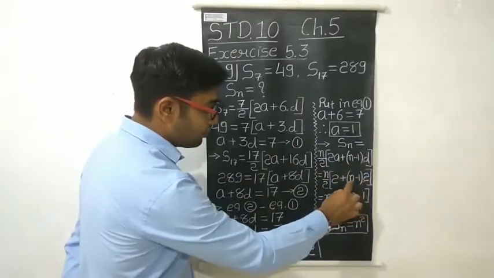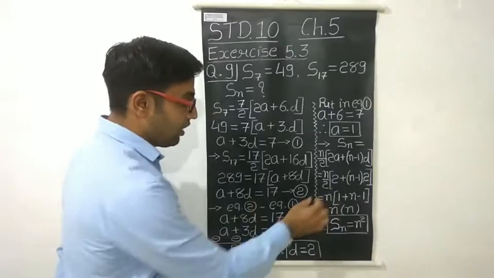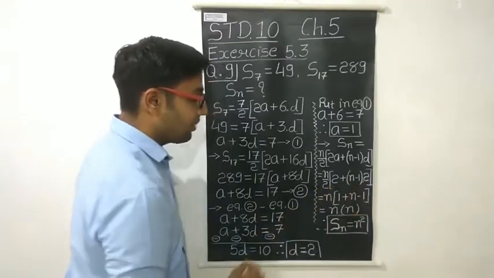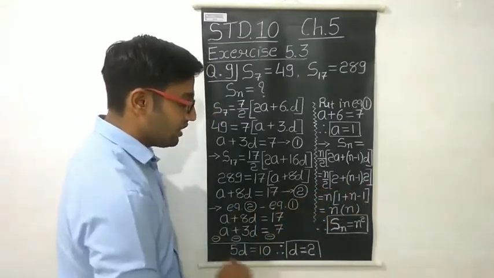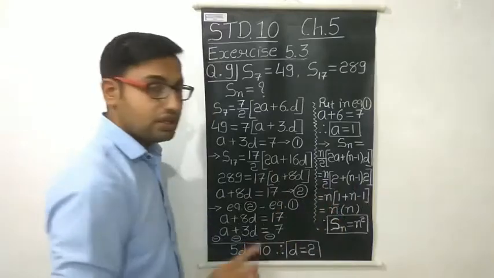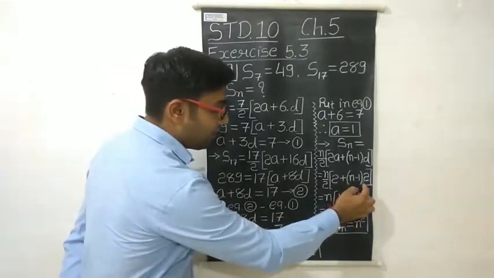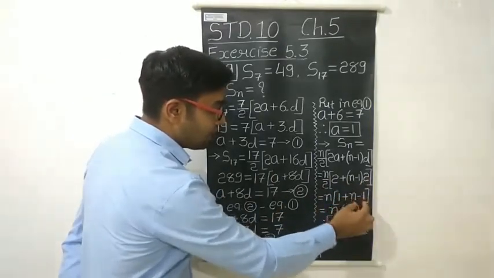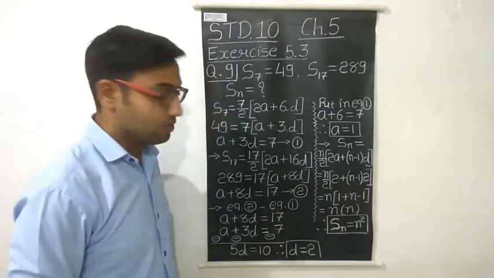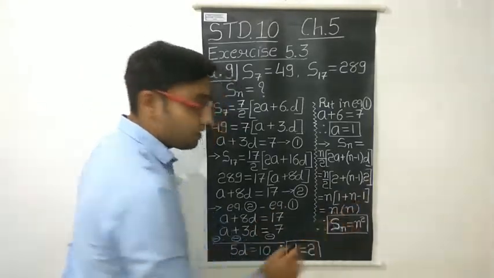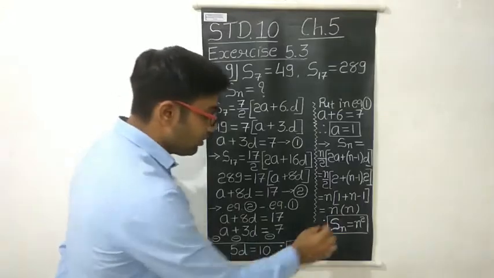Now multiply this 2 inside the bracket, or take this 2 inside the bracket. So outside, n will remain as it is. 2 divided by 2 is equal to 1. (n minus 1) into 2 divided by 2 is equal to n minus 1. Now 1 minus 1 is equal to 0.